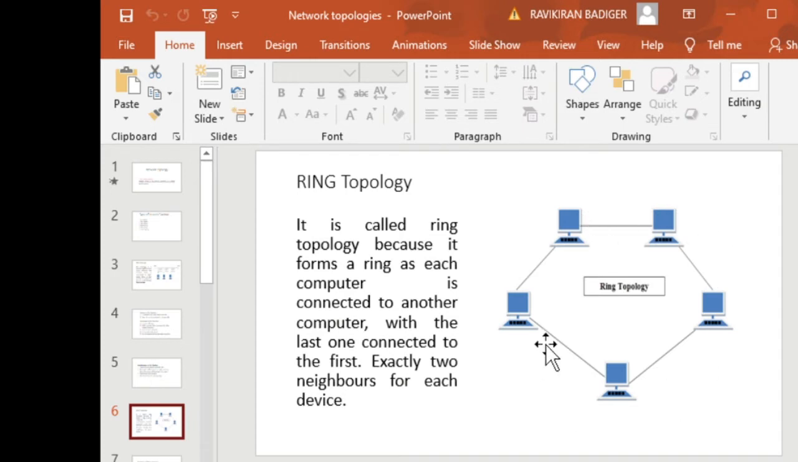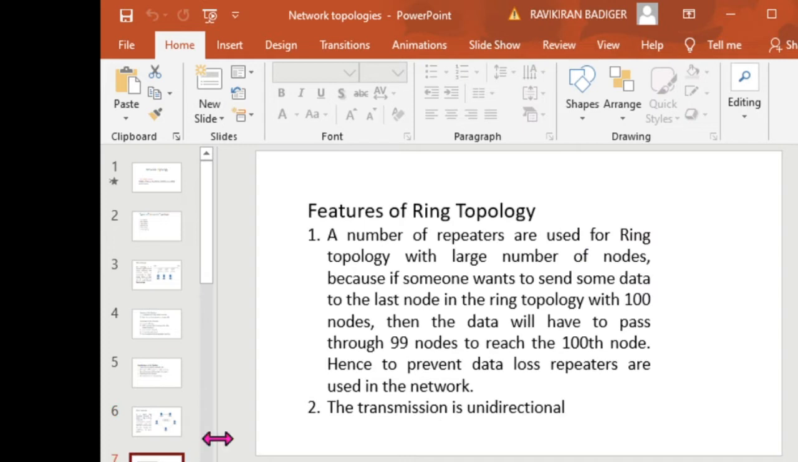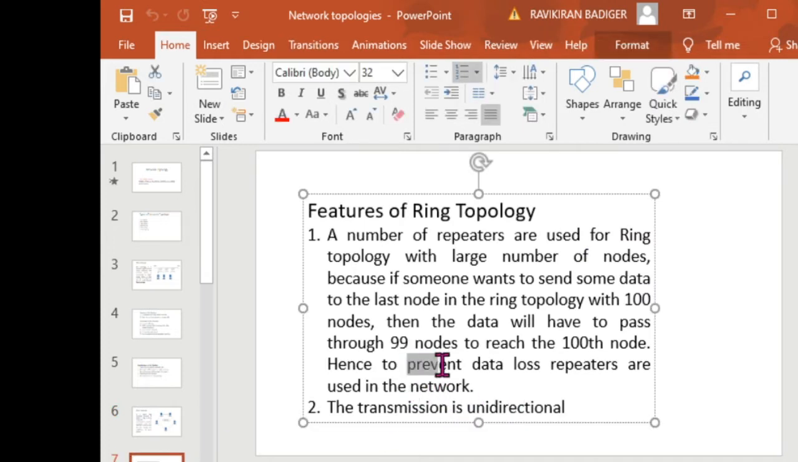Suppose in a ring network there are 100 computers, and the first computer wants to send information to the 100th computer in the network. In that case the repeaters carry the information without losing any data. It means it prevents data loss. Repeaters are used in the network.